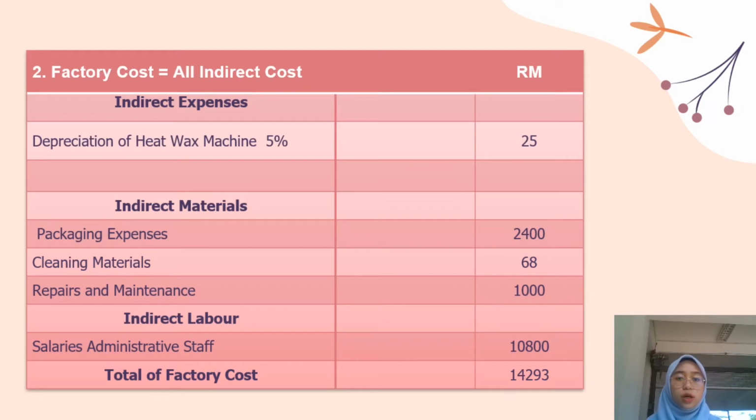So, how we calculate all the indirect costs is we total up the indirect expenses, indirect materials, and indirect labor. And the total factory cost we get is 14,293 ringgit.